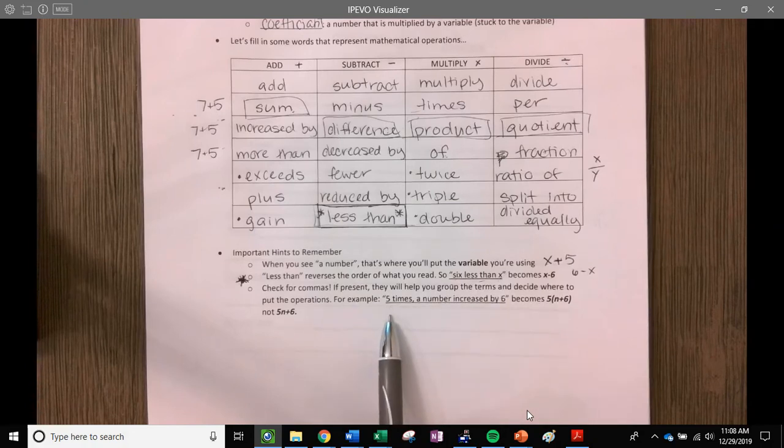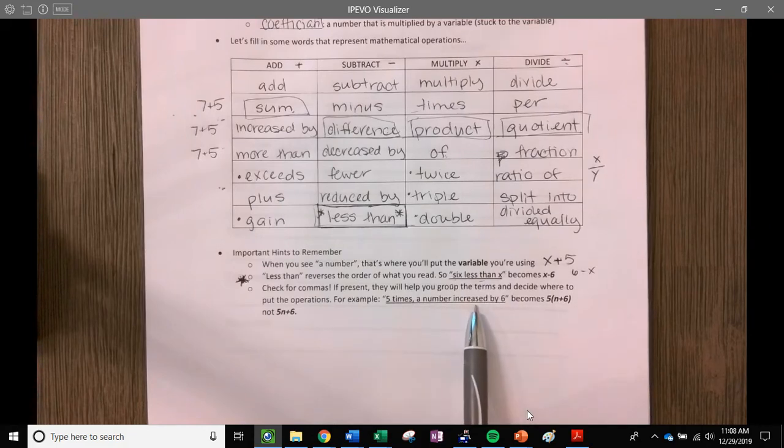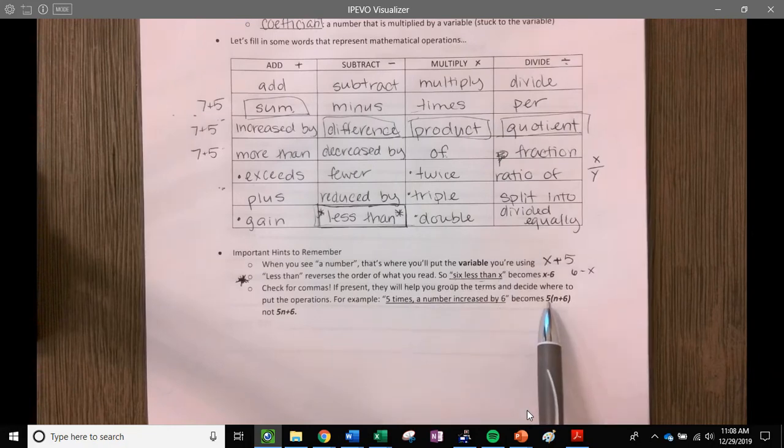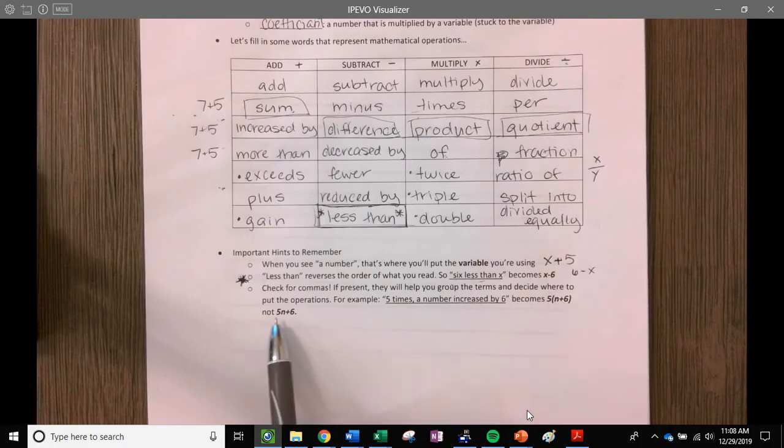We've got 5, and then we know that there's an operation that's going to happen here. A number, we know, is our variable. Increased by means plus, and then 6 is going to be our constant. So 5 times, comma, a number increased by 6 becomes 5 times that number increased by 6, the variable increased by 6, as opposed to 5n plus 6.